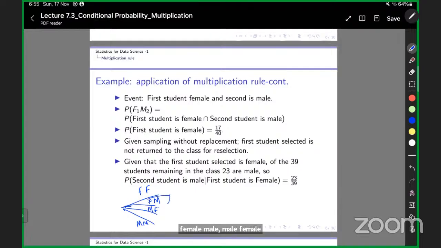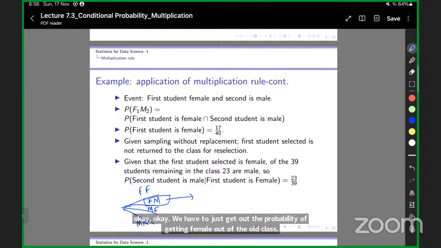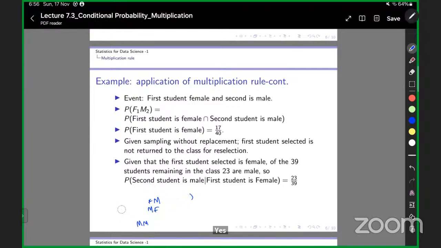But they are saying, what is the probability that this way it will happen? That you have to figure out. We just have to get the probability of getting female out of the whole class. Yes, that's it. Right. So, yeah.